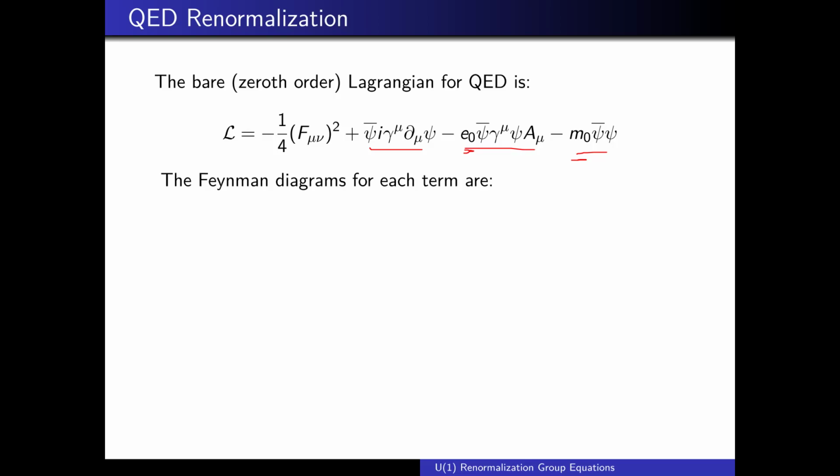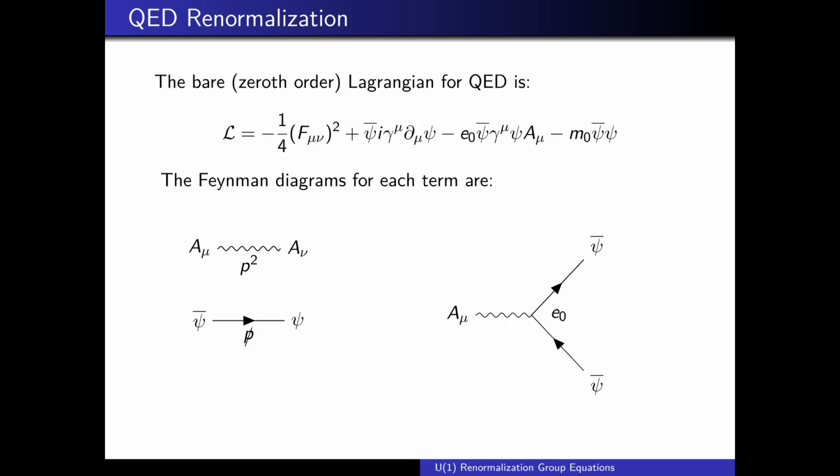So what we do is we write down the Feynman diagrams for each term. So we have the kinetic energy for gauge bosons, kinetic energy for the fermions, the gauge interaction between the gauge bosons and the fermions, and the mass term. So that should be just one power of m.